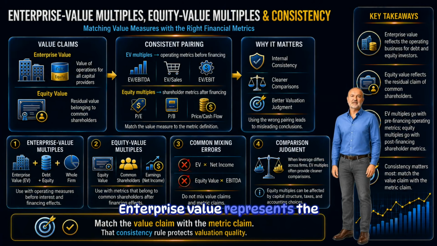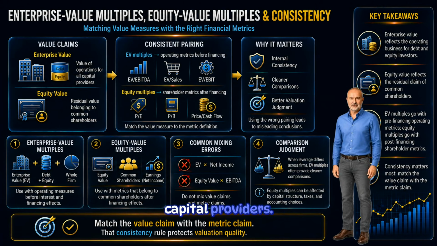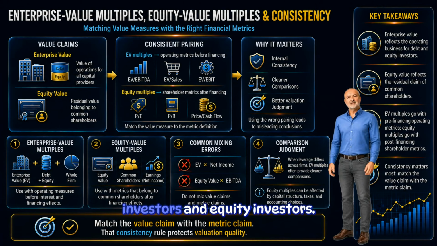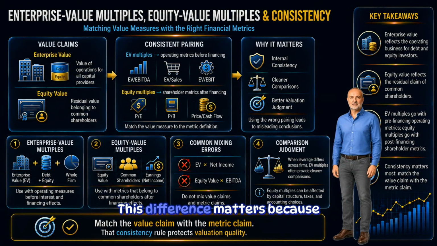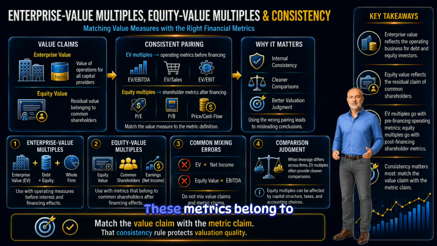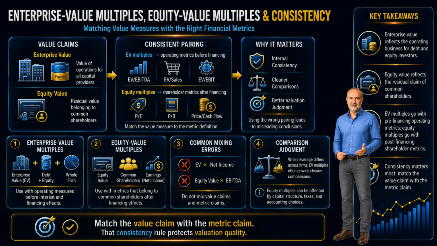Enterprise value represents the value of the operating business available to all capital providers. That includes both debt investors and equity investors. Equity value represents the residual value belonging to common shareholders. This difference matters because valuation multiples must be internally consistent. Enterprise value multiples should be paired with operating metrics before financing effects. These metrics belong to the whole business before the company decides how to finance itself.